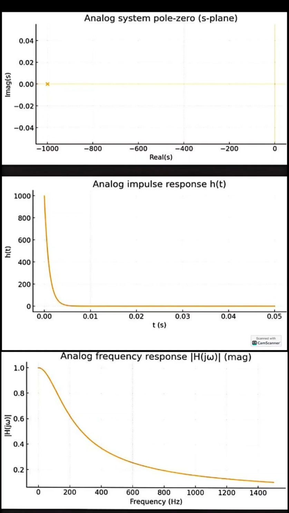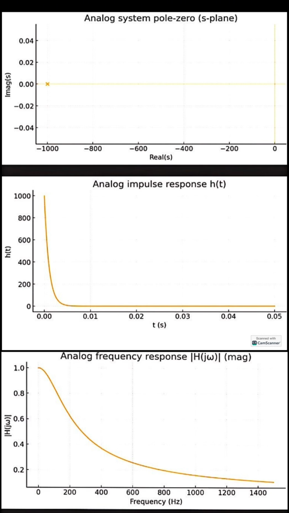Okay, thank you for giving us much time to work on this project. When we look at this project, it's about analog system analysis and discrete system analysis and the difference between these two. When we come to the first one, analog system analysis, there are 5 graphs.